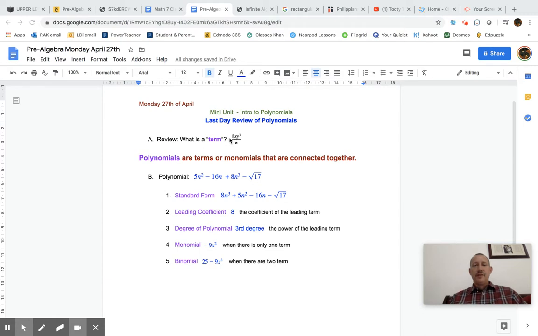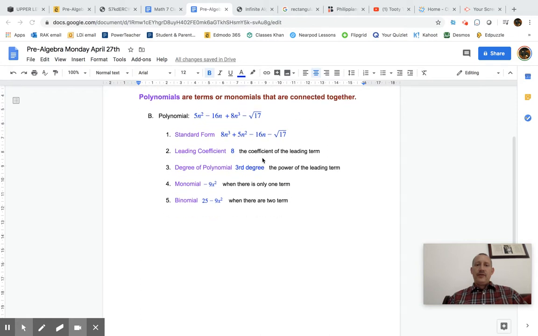And terms are usually separated by subtraction or addition, or sometimes by parentheses. So this right here is a polynomial that has 1, 2, 3, 4 terms. To put it in standard form, we'd have to take the highest power first. So n is to the third power, so that would go first. This 5n to the second is the second highest. And then this 16n, that means n to the first is going to be the third highest. And then the minus square root of 17 is the last term.